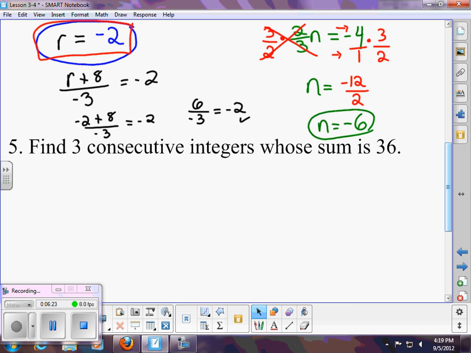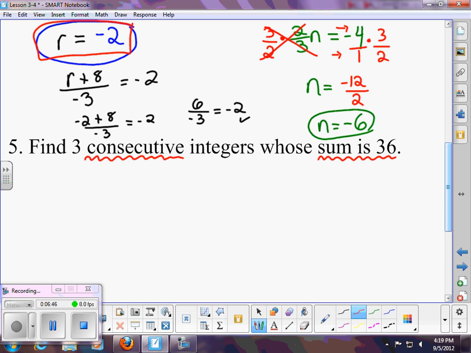Integers meaning whole numbers and their opposites. So no decimals, no fractions. The main thing we need to know is the consecutive part. Again, that's just 3 numbers in a row. And also that these 3 numbers in a row have to have a sum to add up to be 36.